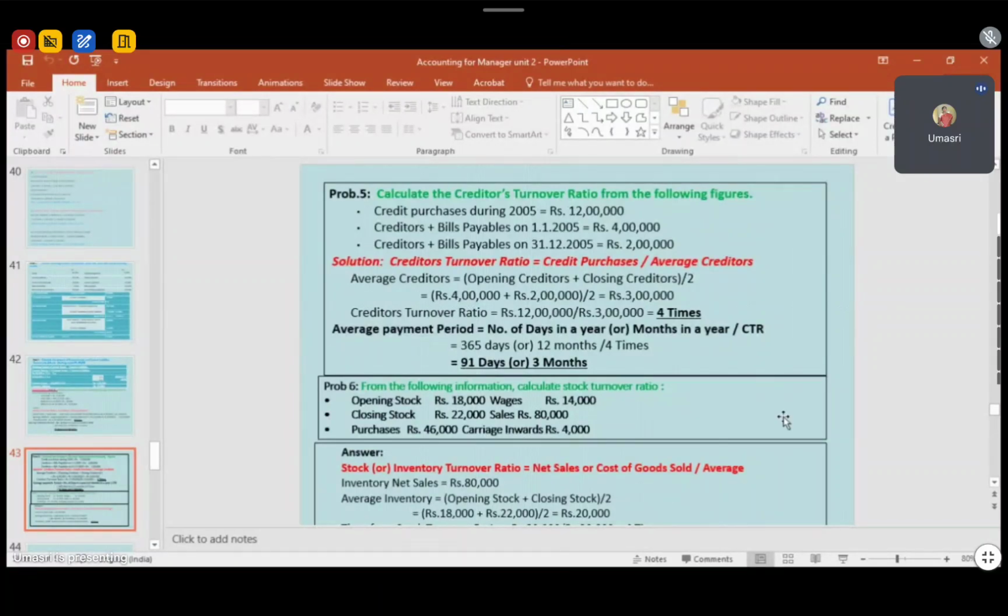So what is the average payment period? How many days or months once you are paying to your creditor? That means number of days or months, 365 days or 12 months divided by creditors turnover ratio, which is 4 times. So answer is 91 days or 3 months.